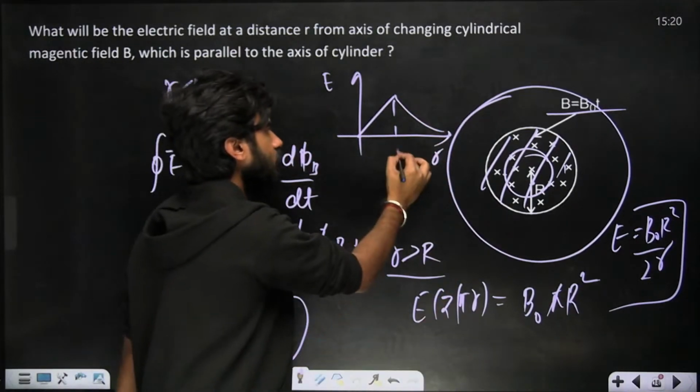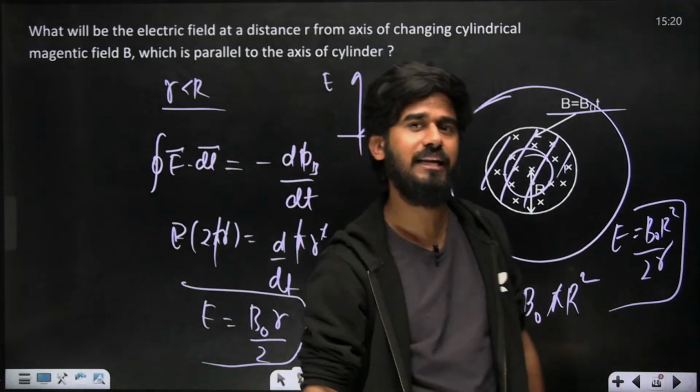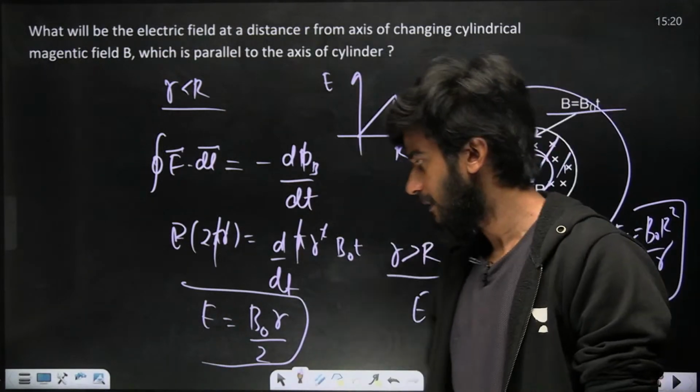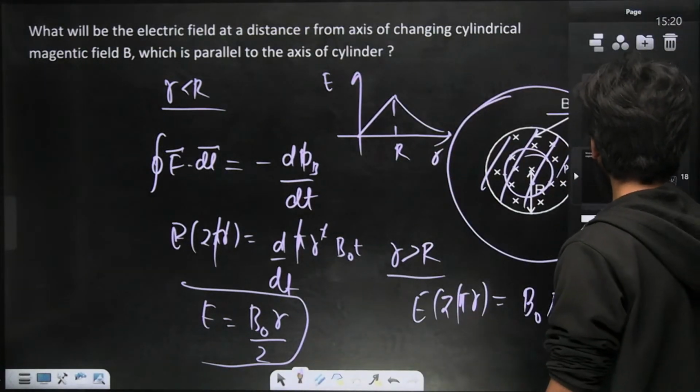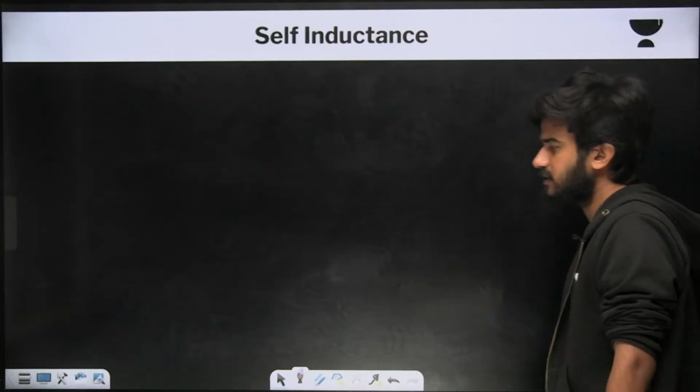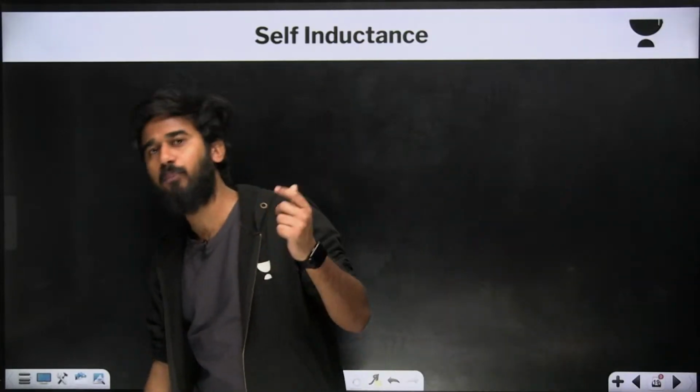So this is R is equal to R. So this was all about induced electric field. Done till here? Next thing is self-inductance. Now this is a very small thing, but it is a very important thing, okay.